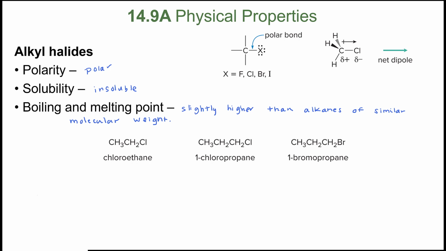Okay, so the boiling point of chloroethane is 12 degrees. For chloropropane it's 47 degrees, so we're increasing carbons here. And then for 1-bromopropane, which has the larger atom and is more polar, this one is 71 degrees Celsius. So as we increase the size of the alkyl group and the size of the halogen, that increases the boiling point.